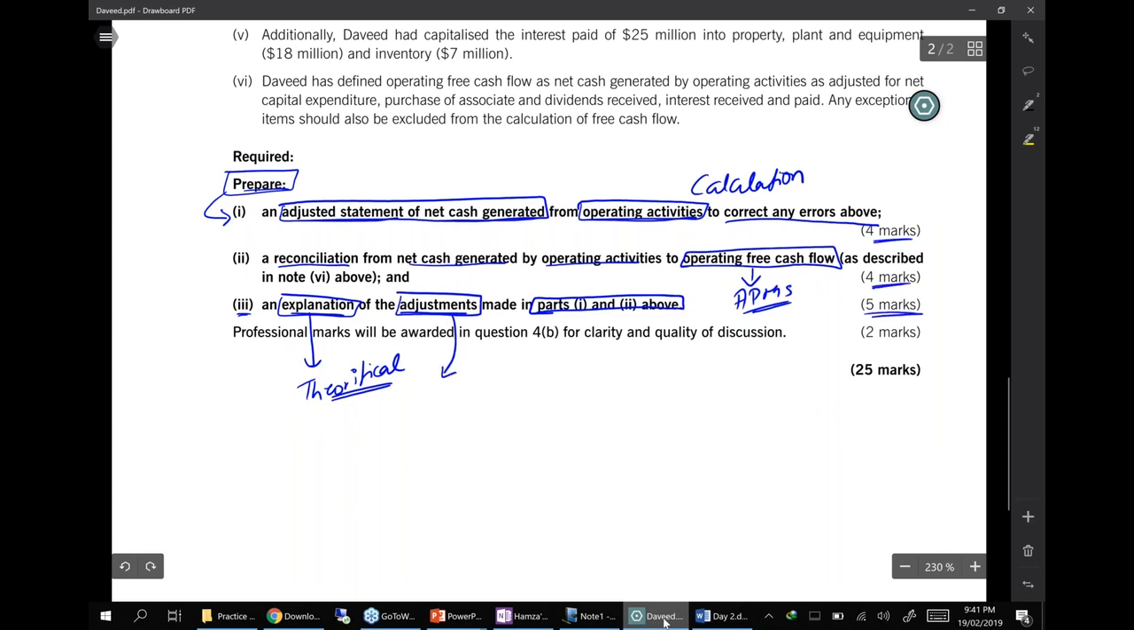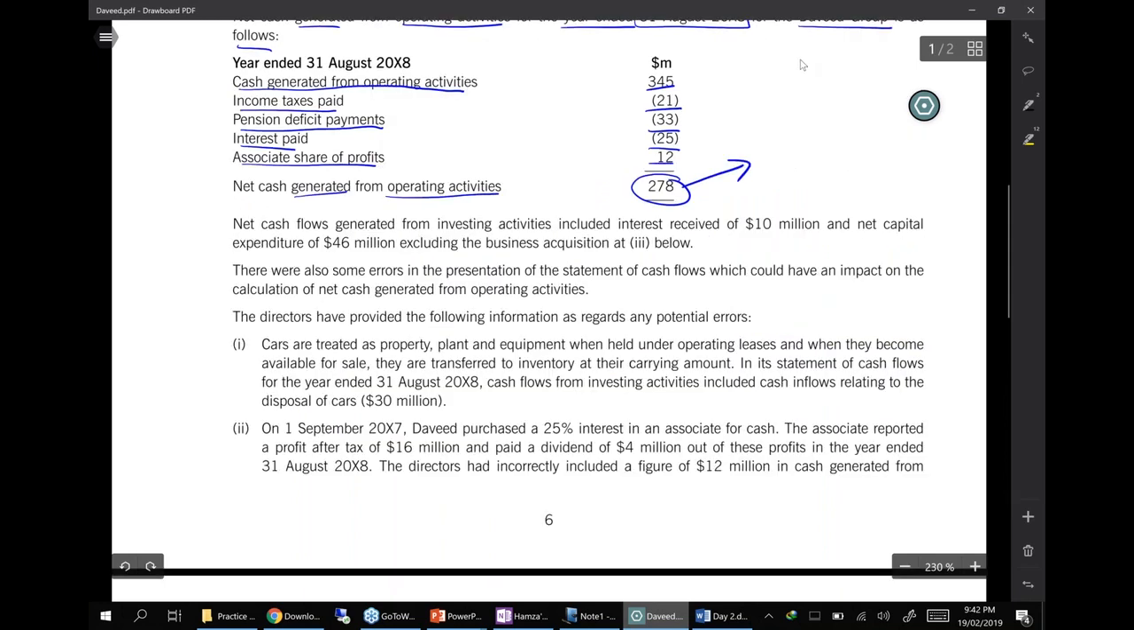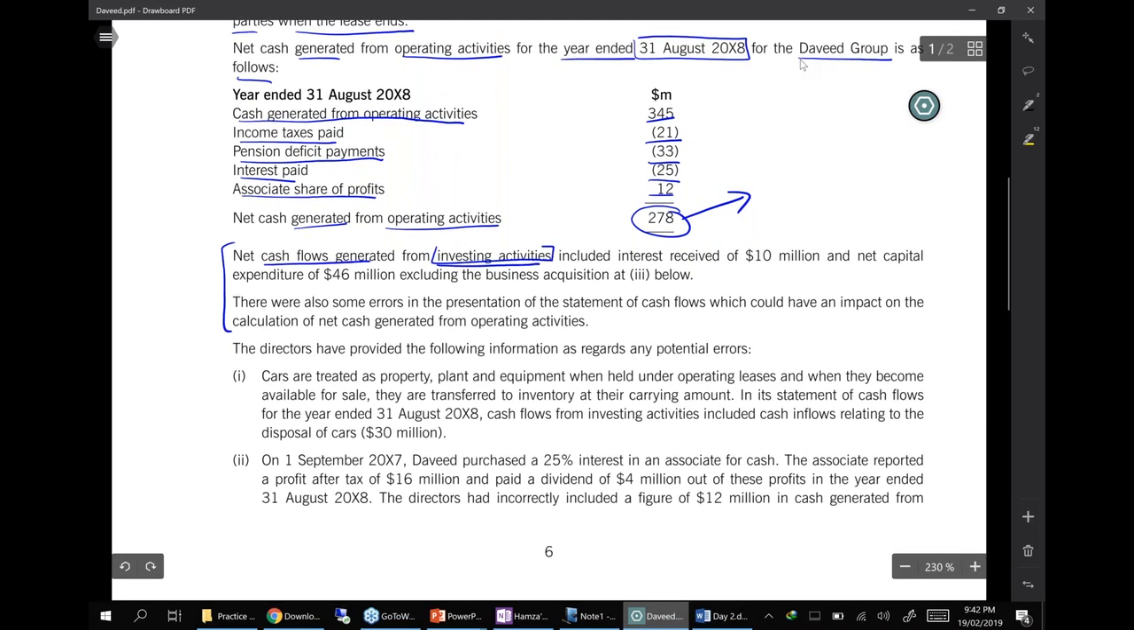Okay, so now let's go back and see what the question has to say. These first two parts actually relate to the APM, but let's read it still. The question says that the net cash flow generated from investing activities, so this is not a part that we have to discuss, but still, let's read this. It included interest received of $10 million and the net capital expenditure of $46 million excluding the business acquisition at 3 below. So this is basically to calculate the free cash flows in the APM's part B. Now the question further says that there were some errors in the presentation of the statement of cash flows which could have an impact on the calculated net cash generated from operating activities. So this is something which is relevant to us.